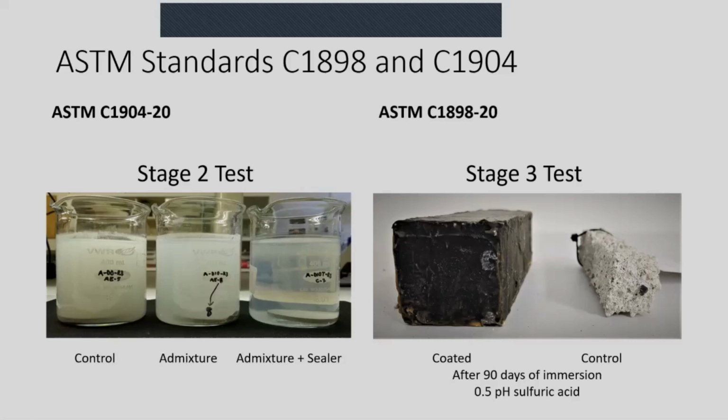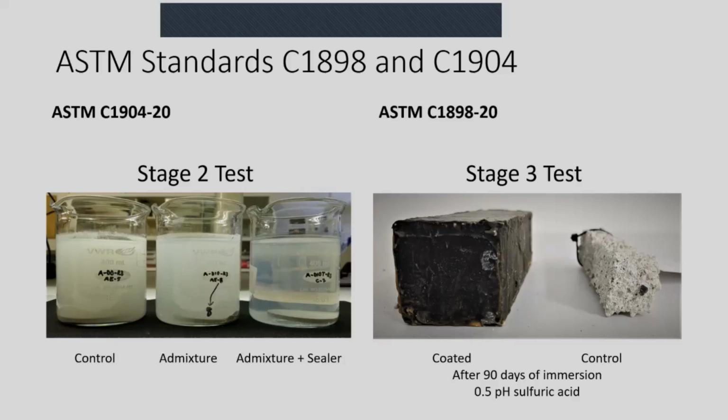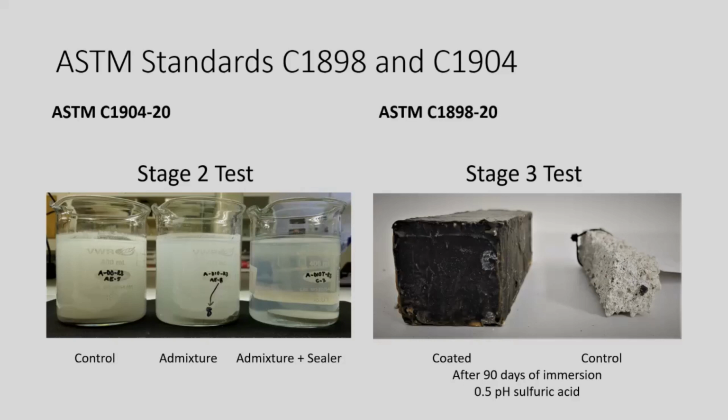ASTM C1898 is an acid test. It's just purely a test where you submerge samples of concrete into a bath of acid, and you refresh that acid every so often. In this particular example, we're showing the test that was at 0.5 pH sulfuric acid. After 90 days, you can see that a concrete that is untreated is going to lose about 75% of its mass. On the left side of that photo, you can see a concrete that's been treated with a product to prevent that acid from attacking the concrete.